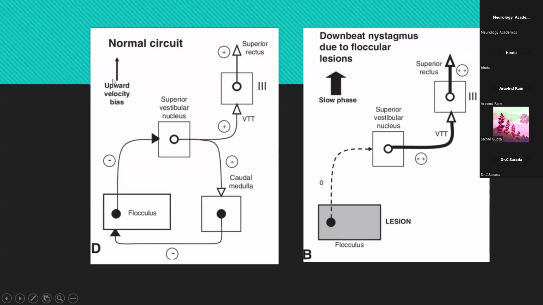So in normal condition as well, there is an upward velocity bias that is seen. Usually, the eyes drift upwards based on this circuit alone, and there are various other compensatory mechanisms to stop that as well. Whereas in case of downbeat nystagmus due to a floccular lesion, this inhibitory supply to the superior vestibular nucleus is lost. So that will cause overexcitation of the superior rectus via the ventral tegmental tract, and that will cause an increased slow phase towards upwards, and a corrective saccade towards the opposite side, that is downbeat nystagmus.